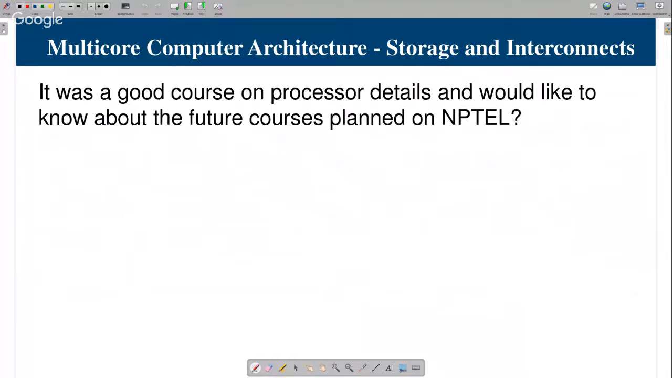But in the January semester, there is no course from our group. In the next July 2019, we are planning for an advanced computer architecture course. We are waiting for the approval from NPTEL authorities. Once approval is there, you will see that course floated in the next July semester. It's also a 20-week course where you have more emphasis on pipelining. Okay, so we wait for NPTEL updates regarding that.